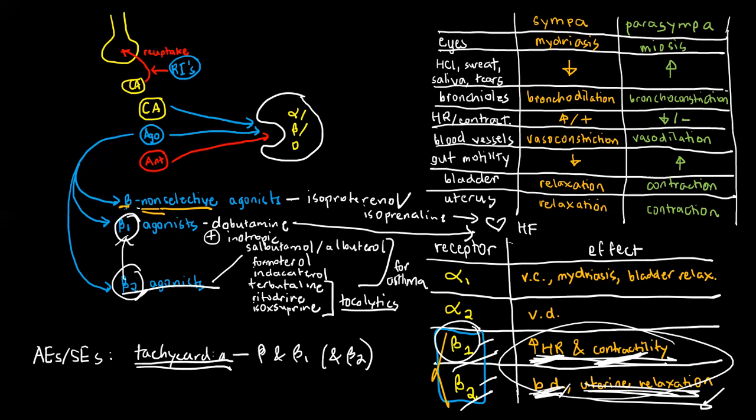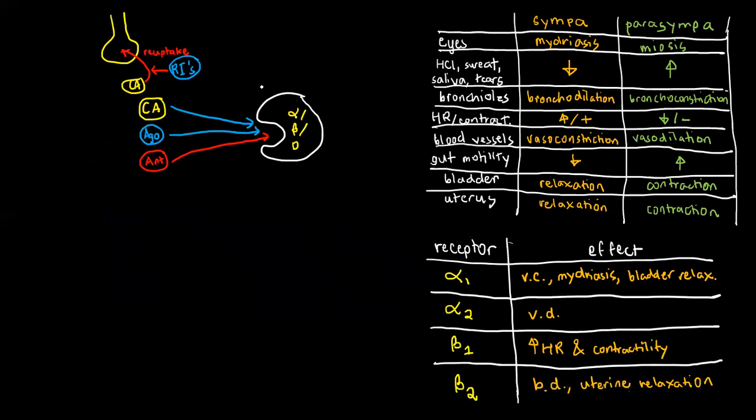Now, here we have one more class. But you might ask, hey, we already discussed alpha 1 to beta 2. We're done, right? Unfortunately, not all of our adrenergic drugs are direct acting. We have indirect acting ones, in the form of what we call reuptake inhibitors. And so let's go through some of those reuptake inhibitors.